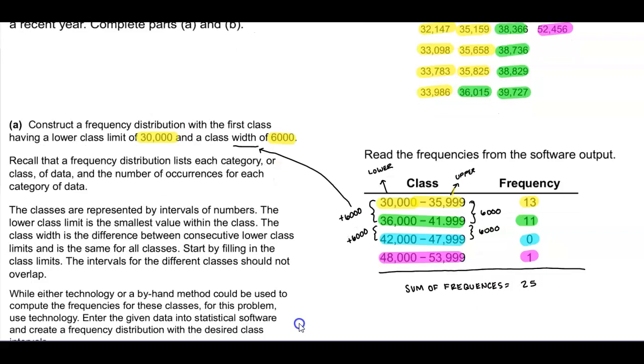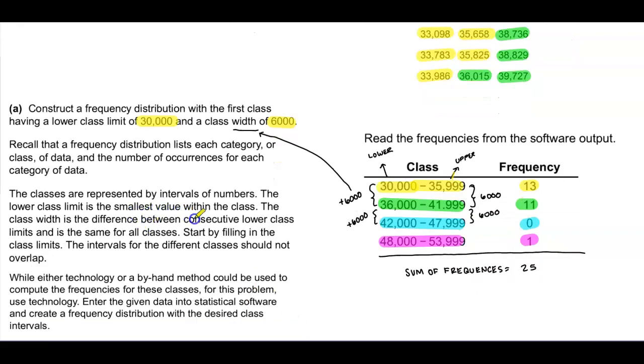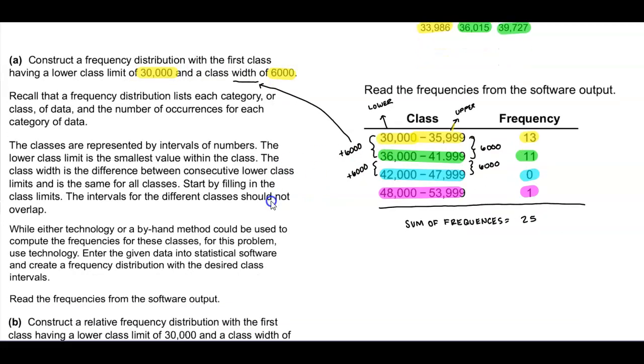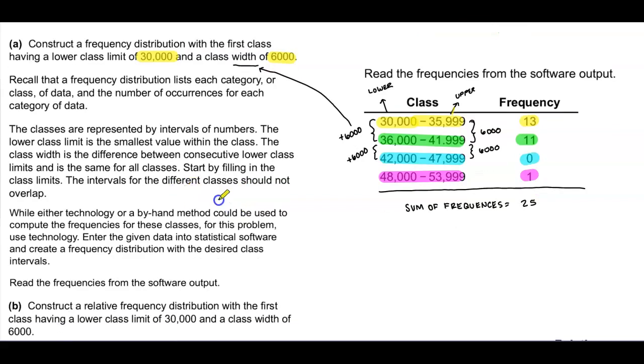Okay? So the classes are represented by intervals of numbers. The lower class limit, again, is the smallest value within the class. The class width is the difference between consecutive lower class limits and is the same for all classes. And then you start by filling in the class limits, and the intervals for the different classes should not overlap.